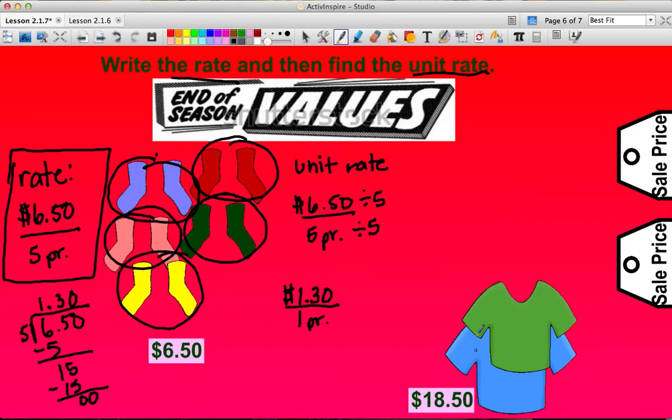So I want you to take a minute and find the rate for the shirts, and then I want you to find the unit rate for the shirts. And when you come back, we'll go over your answers.